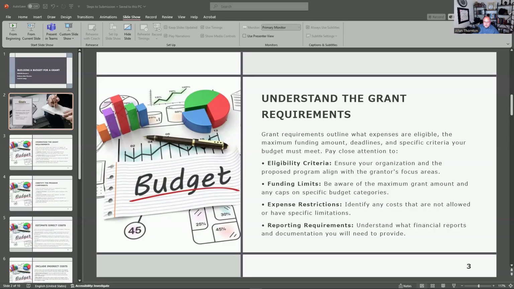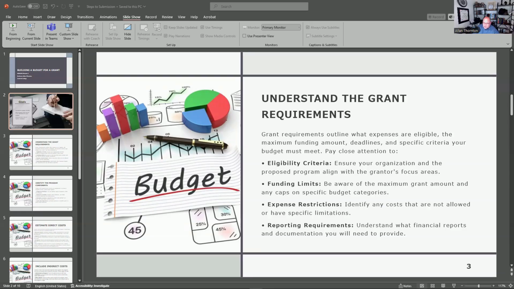Especially as you're looking at your budget, because now you're going to begin to look at how much money you need. What type of funds do I need to make sure my project is successful, my program is successful, that I can accomplish what I want to do? So I need to know that I'm applying for the right one.